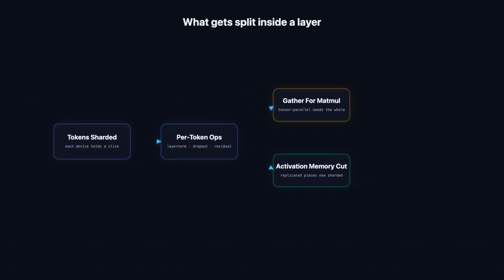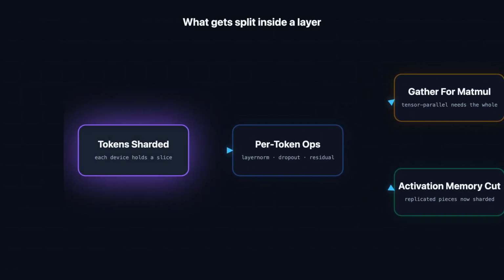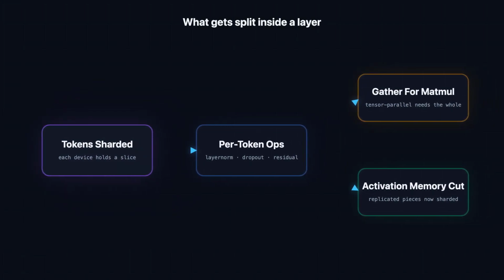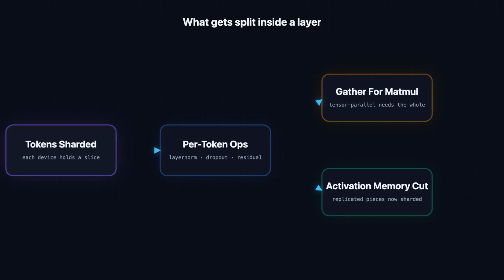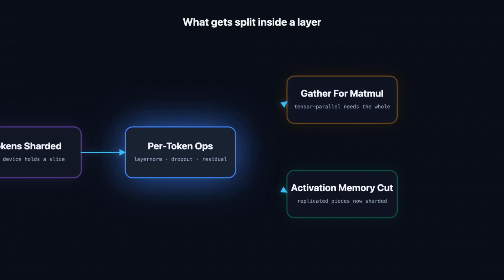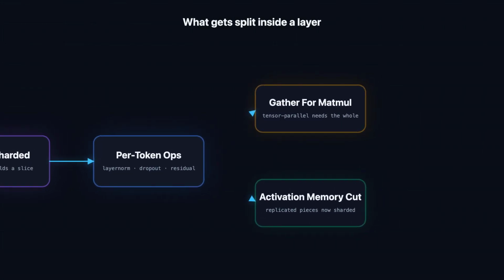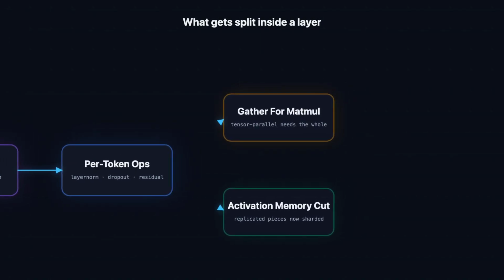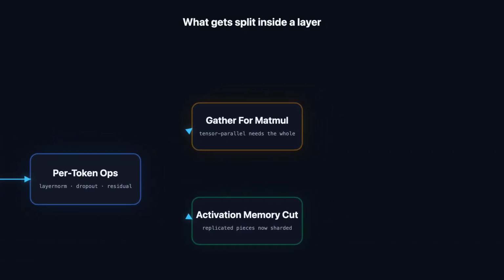Let's follow how the work actually gets divided inside a single transformer layer. Picture the sequence of tokens laid out in a row. Sequence parallelism cuts that row into pieces and hands each device just a portion of the tokens to hold and process, rather than the whole thing. Some operations are perfectly happy working on those separate token slices. Layer normalization, dropout, and the residual additions act on each token on its own, so every device can run them over its own shard with no coordination at all.